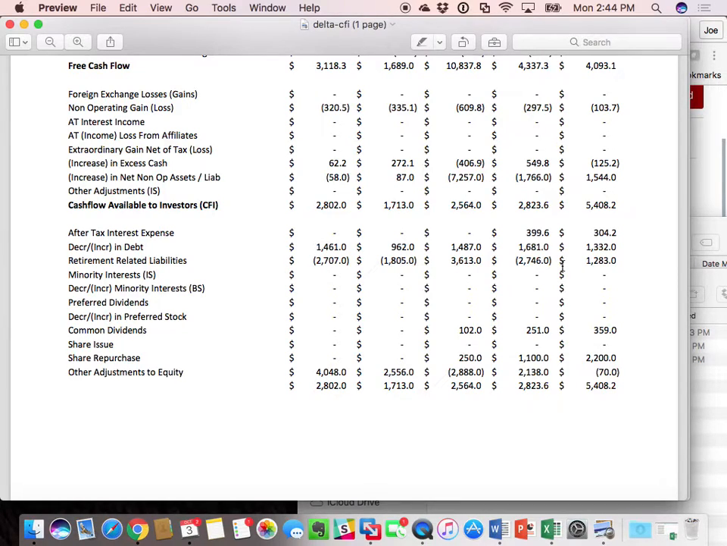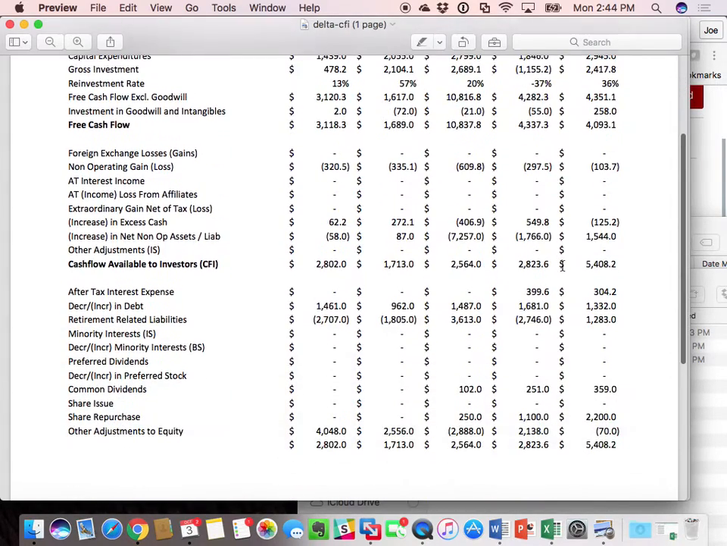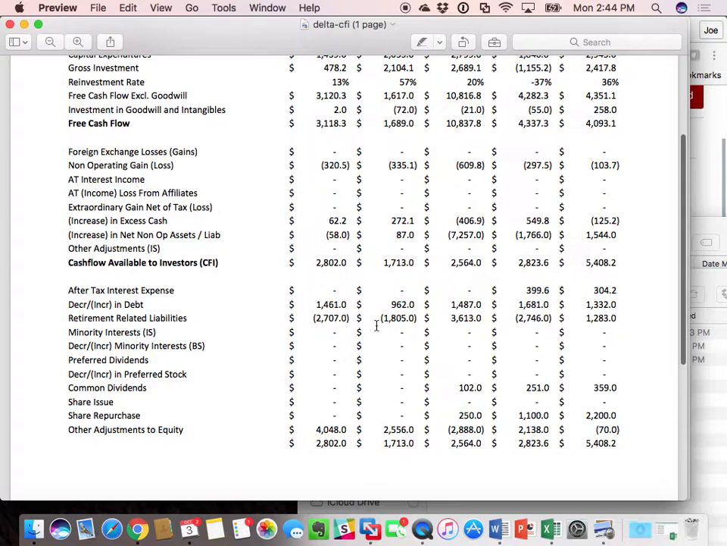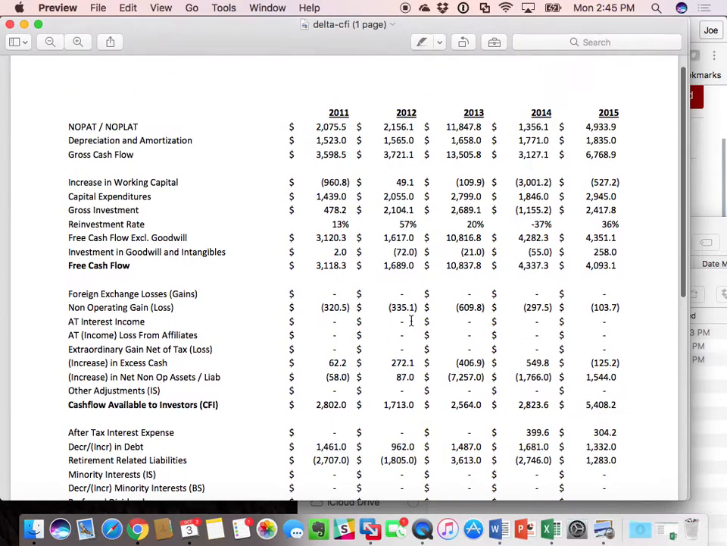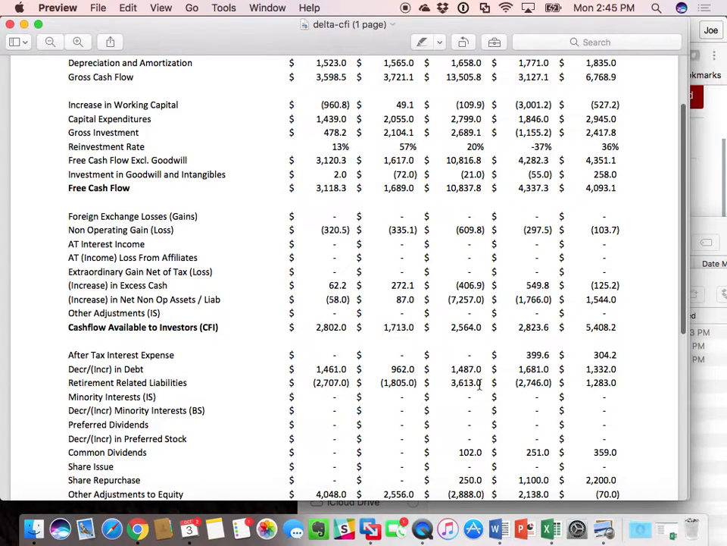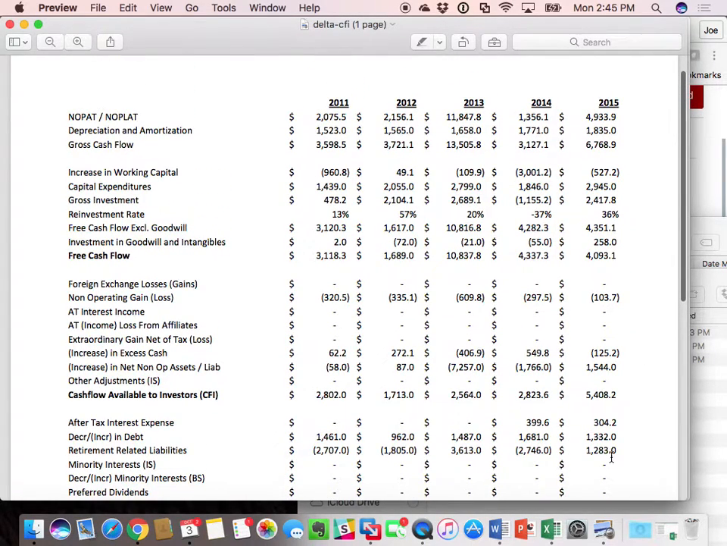So here's the point. The accountants, the actuaries, are telling Delta that to meet your retirement obligations, this is how much money you have to set aside. In the first 2 years, 2011, 2012, they were not setting aside $2.7 billion and $1.8 billion that was actuarially necessary. So in effect, they were taking loans from employees. Right? 2013, they made a catch-up payment of $3.6 billion. 2014, they didn't fund it by $2.7 billion. 2015, they put $1.2 billion into it.